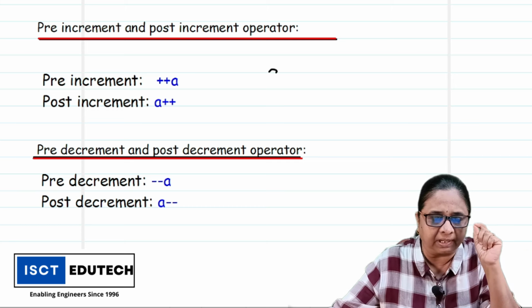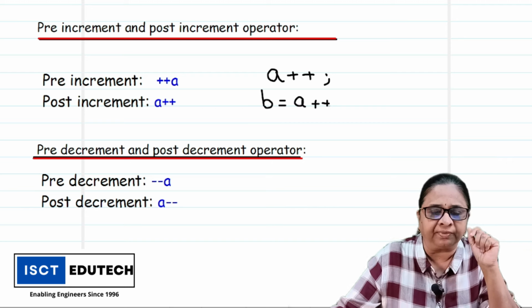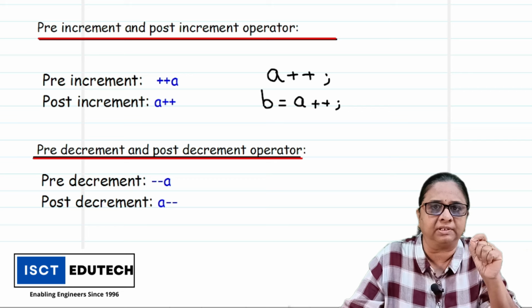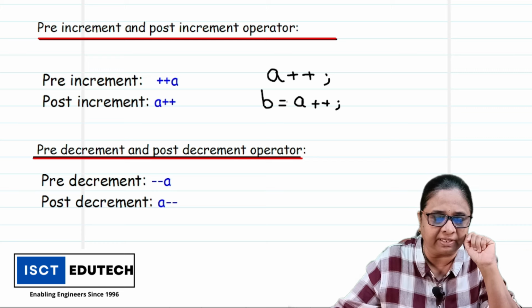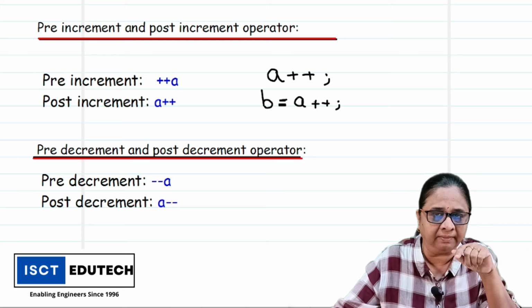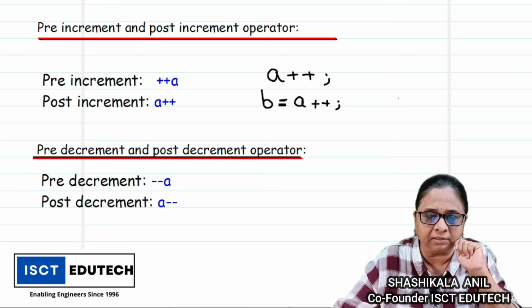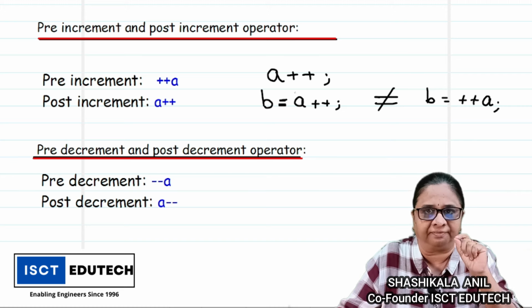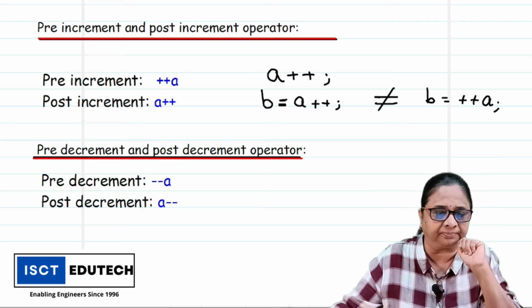When I say A plus plus, this is a simple expression because there is only one variable and one operator. But suppose I give it as B is equal to A plus plus, now this is no longer a simple expression. This becomes a little bit complex because we have two operators and two variables. I have equal to and I have plus plus operator. Then I have two variables or operands, that is A and B. In such cases, B is equal to A plus plus is not the same as B is equal to plus plus A. The meaning differs. How? That is based on the priority of operators. Let's look at that now.